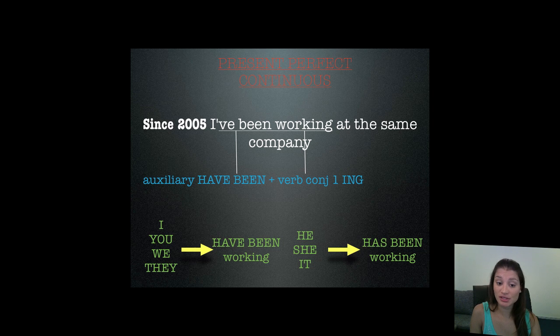For present perfect continuous, you will need the auxiliary have been. Every time I say auxiliary, that means that every sentence needs to have this auxiliary, so then your sentence is correct. And then after the auxiliary have been, you use verb in conjugation number 1 with ing. Take a look. I, you, we, they have been working. He, she, it has been working. If I use another verb, for example, let's say dancing. I, you, we, they have been dancing. He, she, it has been dancing.